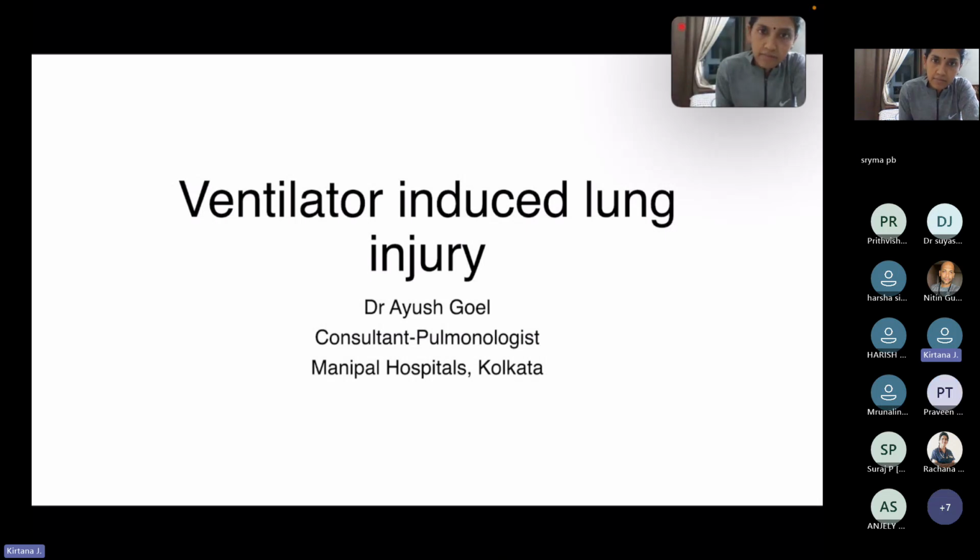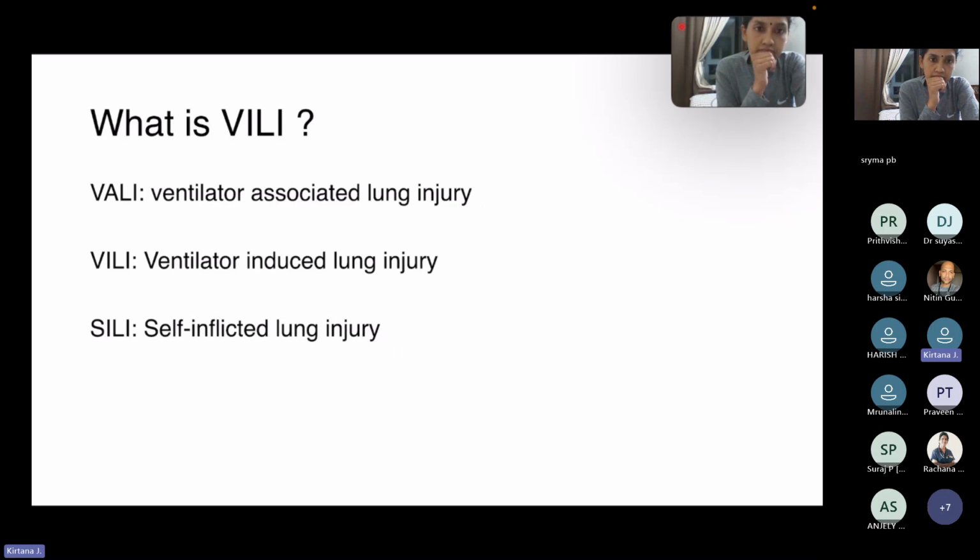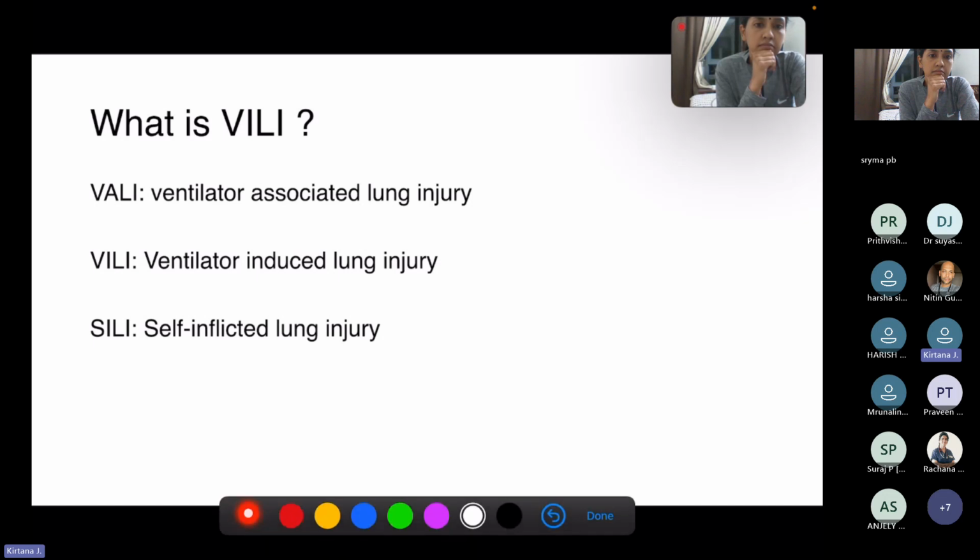So, good evening, everyone. I'll be speaking on ventilator-induced lung injury. So, just moving ahead, first a few definitions. So, there are three terms that we need to be aware of. The first is ventilator-associated lung injury.